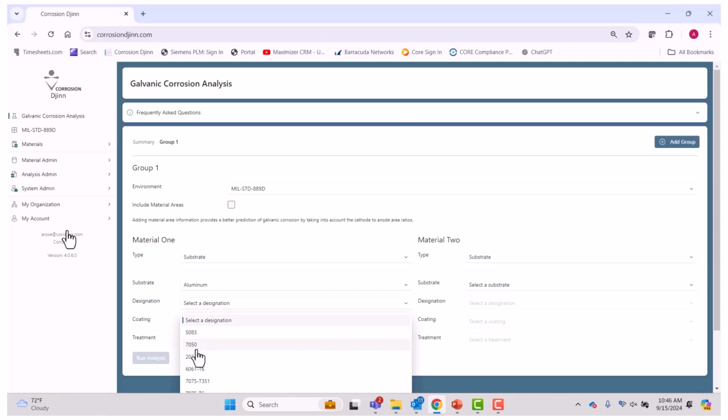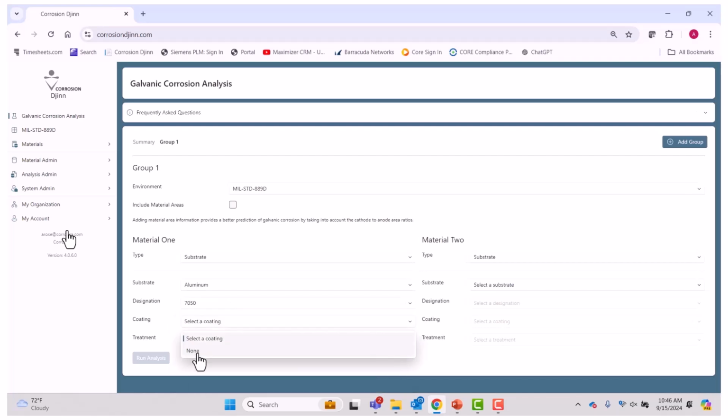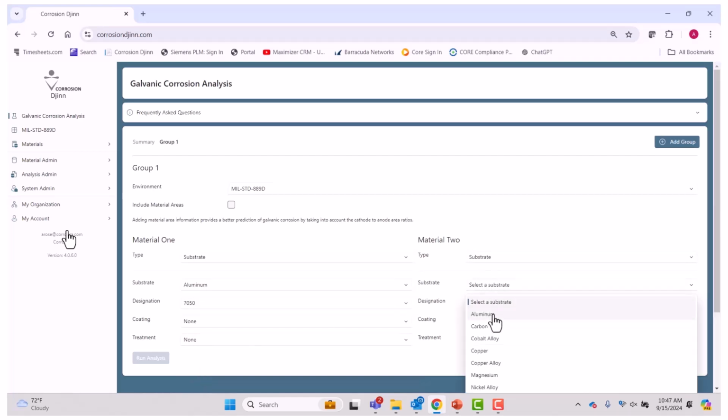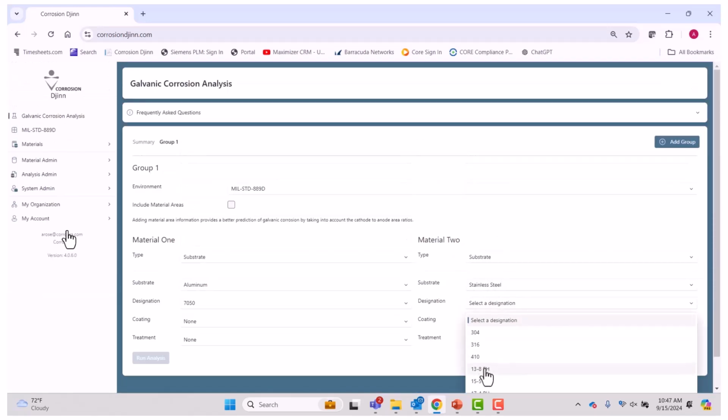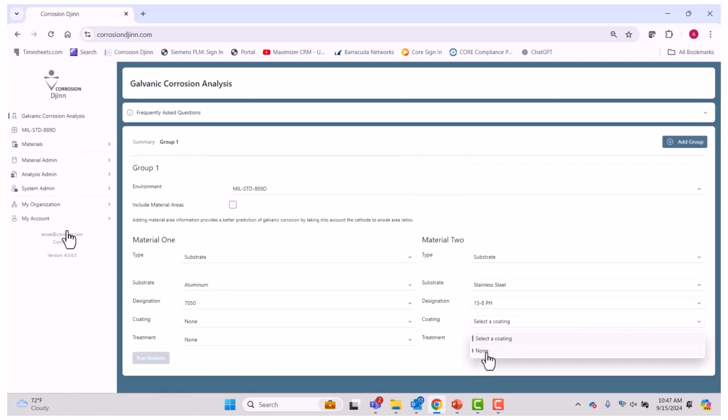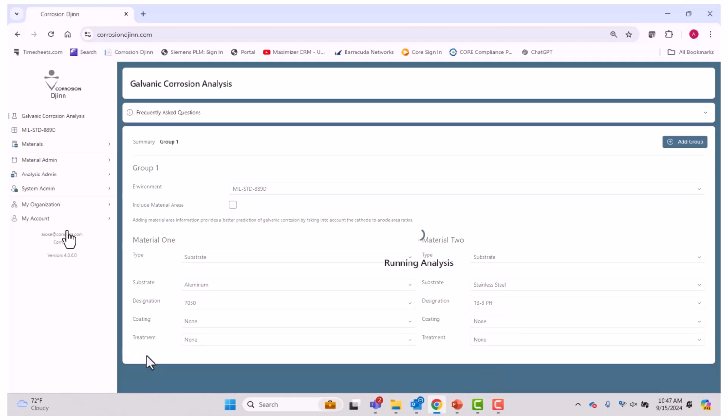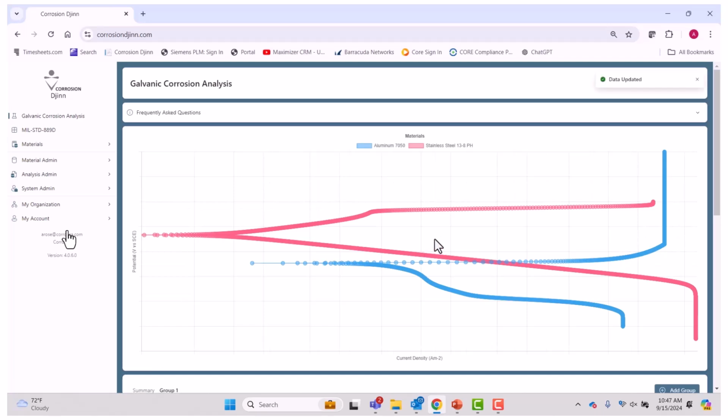can see here how we're making the choices of that aluminum 7050 structure, and then considering what a stainless steel fastener would do coupled up against that structure. So I have quite a lot of different stainless steels available. We click them, we have this substrate designation, coating and treatment. We can look at different treatments.